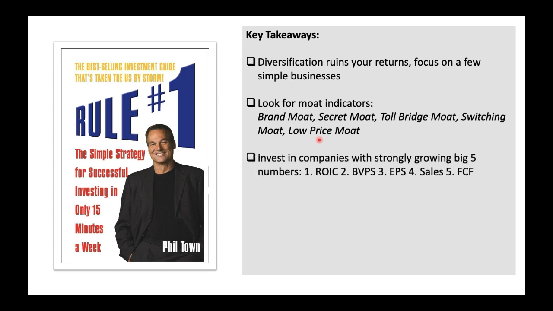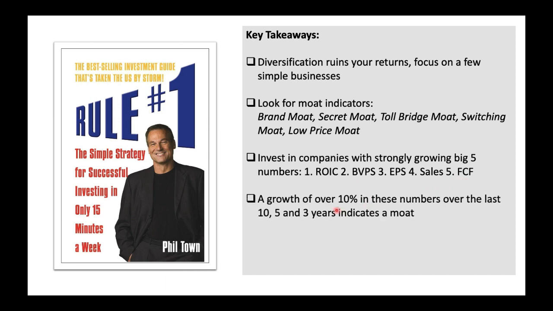And Phil Town actually talks about actual numbers that you have to look at. So he talks about these Big 5 numbers that he calls in his book. They are ROIC, which is return on invested capital, BVPS is book value per share, EPS is earnings per share, sales, and FCF is free cash flow. And Phil Town suggests that you should always buy companies that have all these Big 5 numbers growing significantly. And he suggests a growth of 10% in these Big 5 numbers over the last 10, 5, and 3 years.